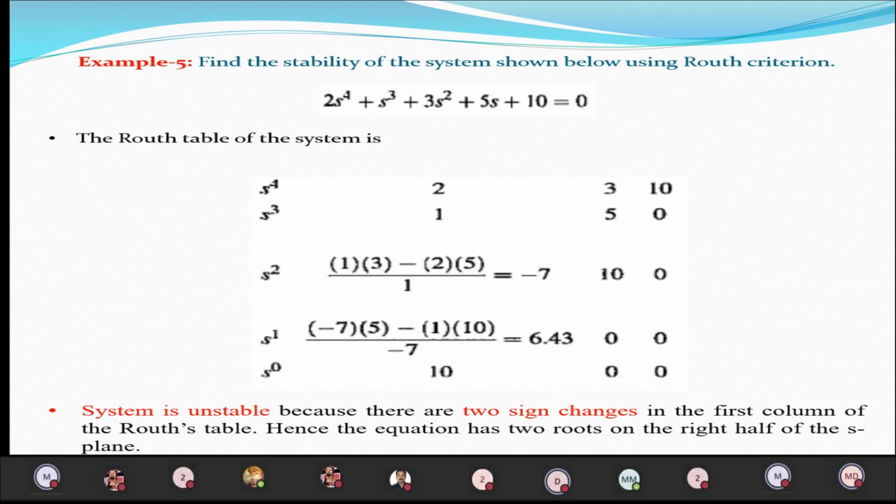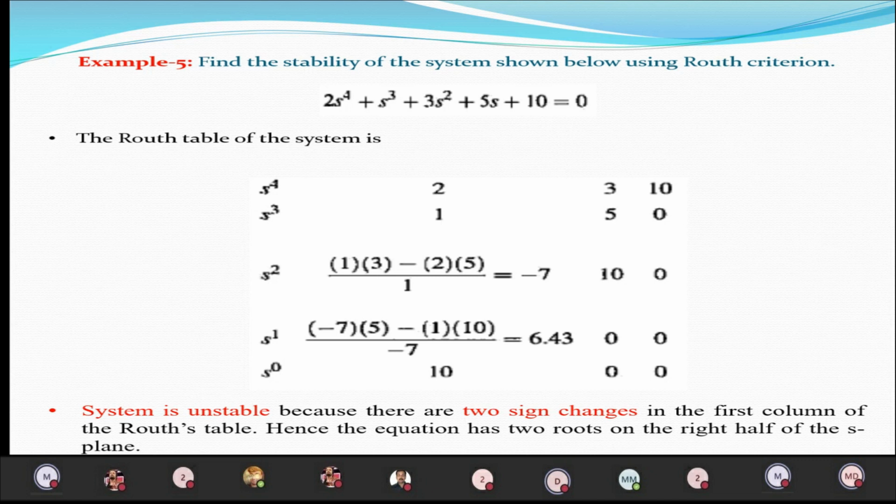So s power 0, if you want to determine, you have to consider the above immediate rows. Okay, the above immediate rows are nothing but 6.43 and -7, and here you will be getting 0 and 10. So you'll be getting 6.43 into 10 minus 0 into -7, divided by 6.43, will be cancelled. You will be getting only 10. So here you can see the first column of the root array. It consists of a negative element. So therefore the system is unstable. Then there are two sign changes. Therefore two poles or two roots will be located on the right half of the S plane.